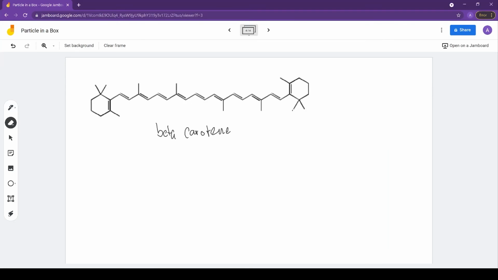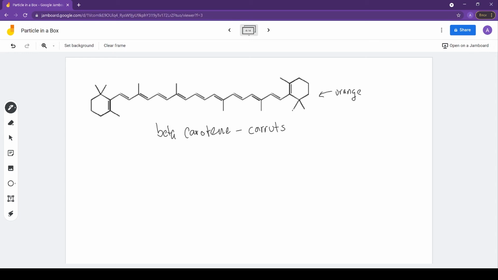Okay, so for this problem, we're going to be looking at the molecule beta-carotene. If you don't already know, this is the molecule in carrots, and it gives the carrots their orange color. So this molecule is orange. Now we're going to justify why beta-carotene is orange using our knowledge from the particle in the box.